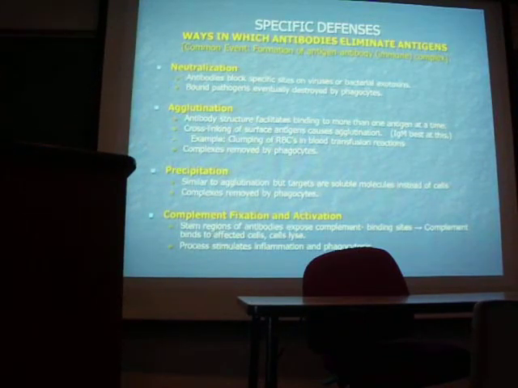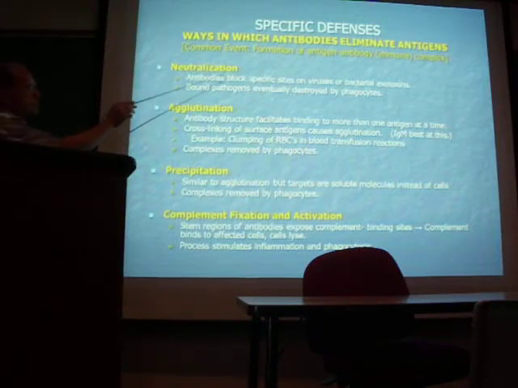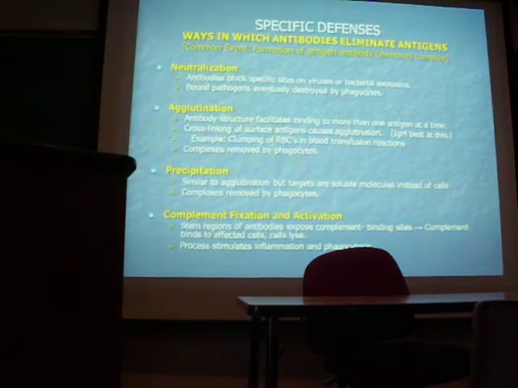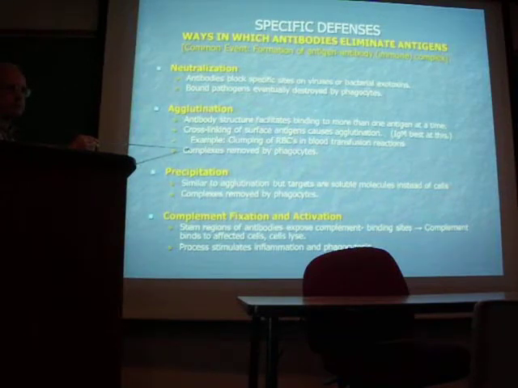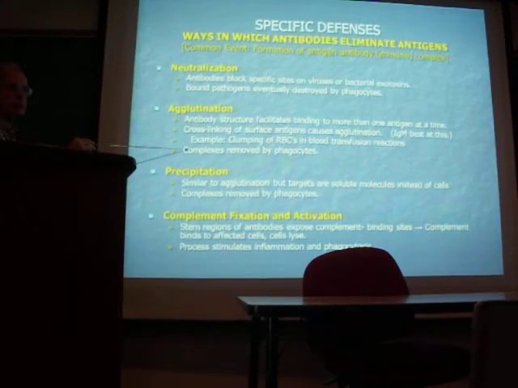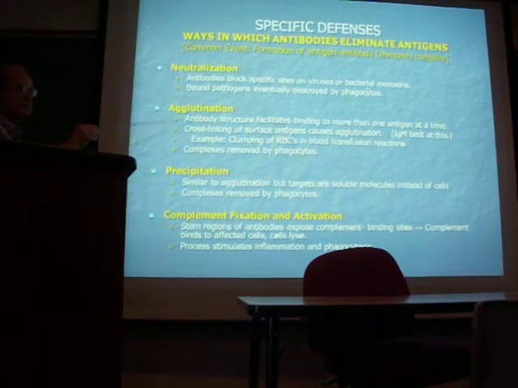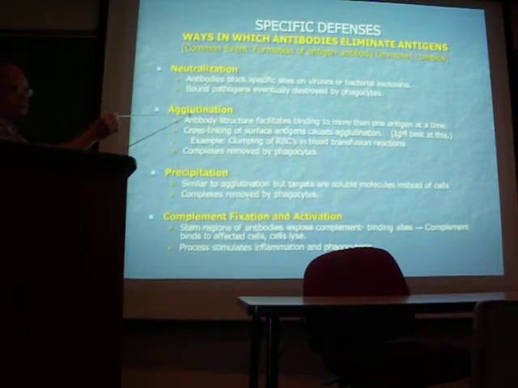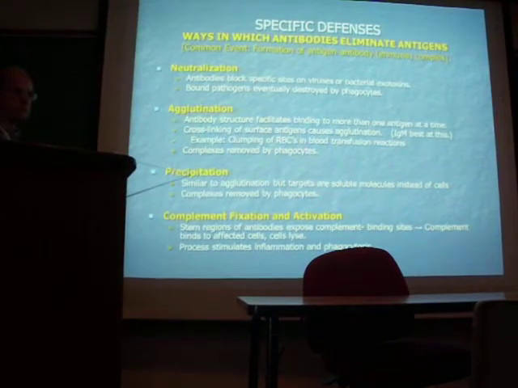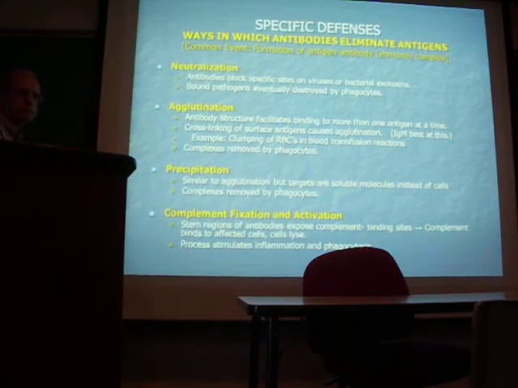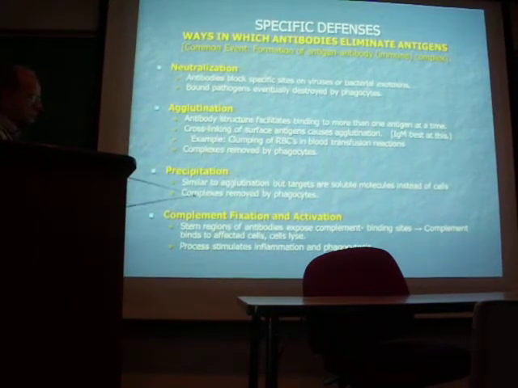Neutralization. What this means is that the antibodies block specific sites on viruses or bacterial exotoxins, and these bound pathogens are eventually destroyed by phagocytes. Agglutination, what I just described, what you see in mismatched red blood cells, for example. This is cell-to-cell clumping. Precipitation is a process like this, except it's chemicals. It results in precipitation in solution.